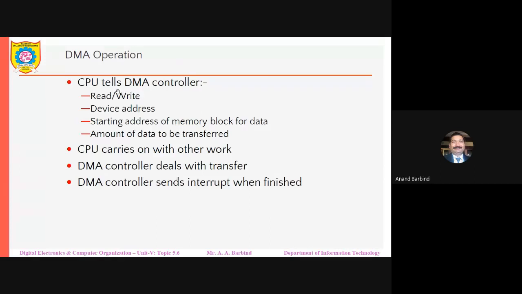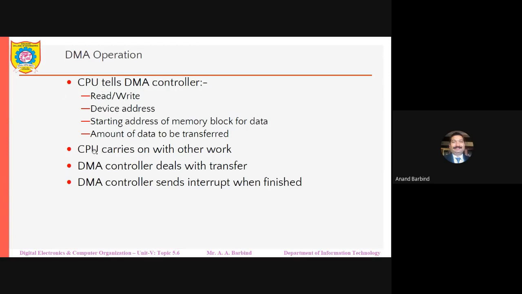So in the DMA operation, the CPU tells the DMA controller about the read-write operation, whether a read IO is to be done or a write IO is to be done. It gives the device address, from which IO device it is to be read. It also gives the starting address of the memory block to where the data is to be transferred or from where the data is to be transferred, and it also gives the amount of data to be transferred. So in the beginning itself, the DMA controller is initialized by the CPU.